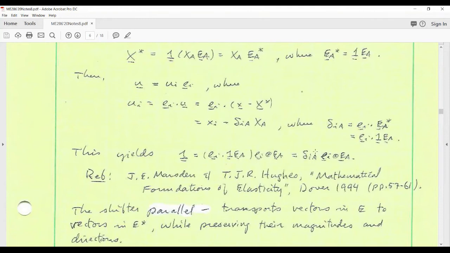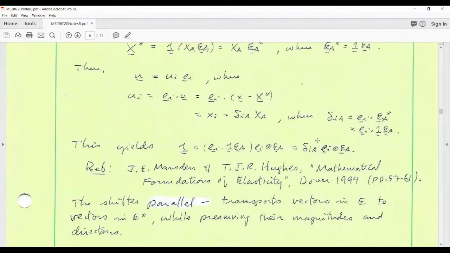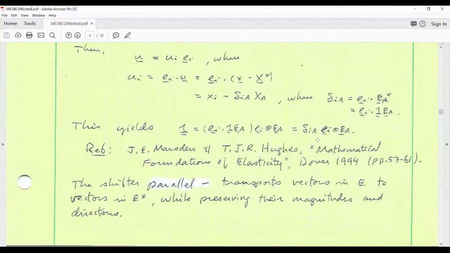So you could get confused very easily by thinking the delta IA must be the Kronecker delta, but there's no such requirement because the E^A stars do not have to have the same orientation as the small e's. So in that case, these would be dot products of unit vectors. They would be direction cosines of one basis relative to the other. Okay, and a matrix of direction cosines, if you may recall, is always an orthogonal matrix. We'll elaborate on that in a moment. So this is not the Kronecker delta. It doesn't have to be.